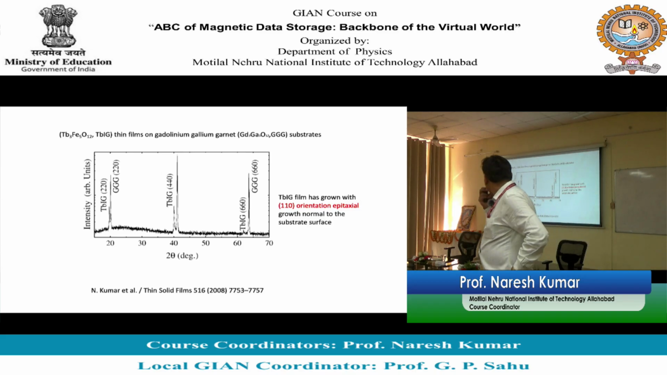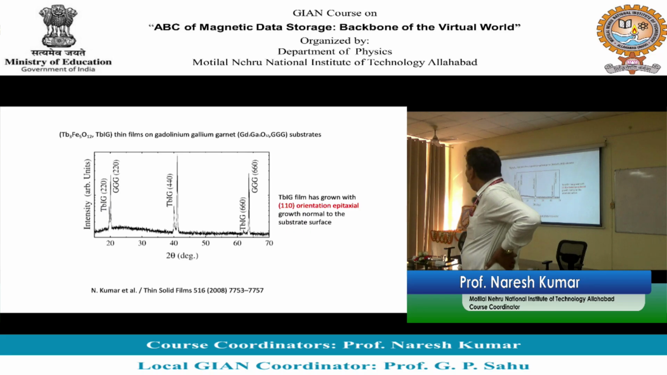एक छोटा सा मैं आपको बता दूं. What is this? It's an XRD of thin film. मैं आपको बताना चाह रहा था particularly. Here you see there are 2 peaks which are very close to each other. It is basically GGG as a substrate, and on top of it we have deposited TBIG. So it is an epitaxially grown film.